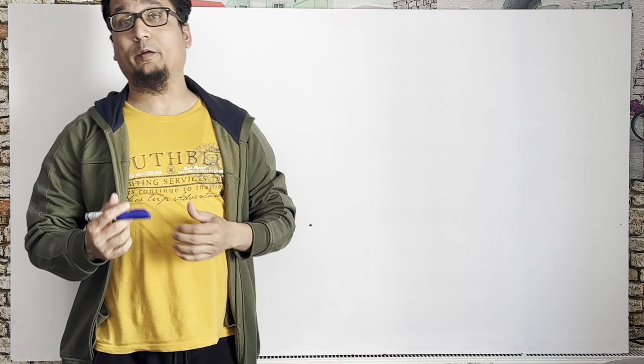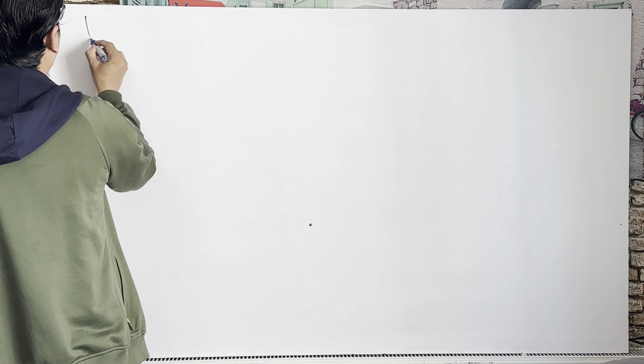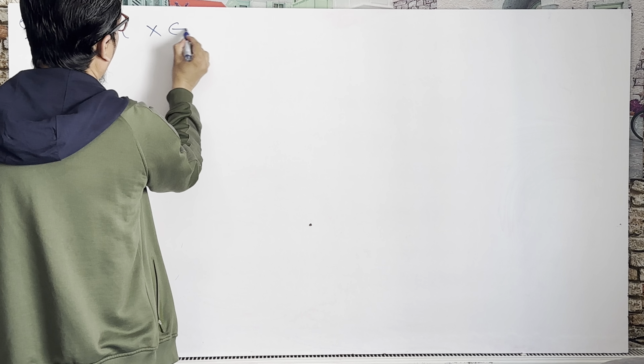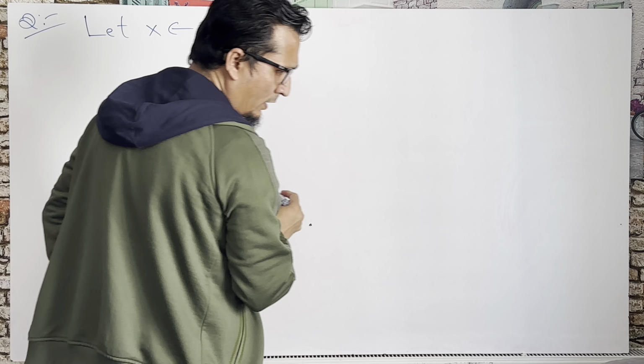Guys, again I'm going to solve a question where we have to find the domain of the function. The question is: let x belong to the open interval 0 comma pi over 2. It is mentioned here that x belongs to 0 to pi by 2, which means from 0 to 90 degrees. Then we have to find the domain of f(x).